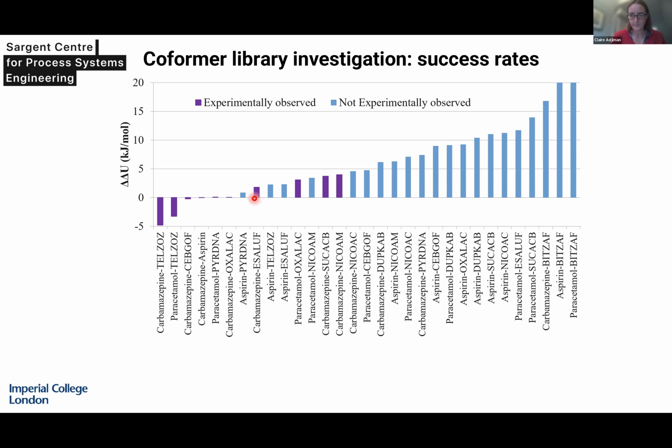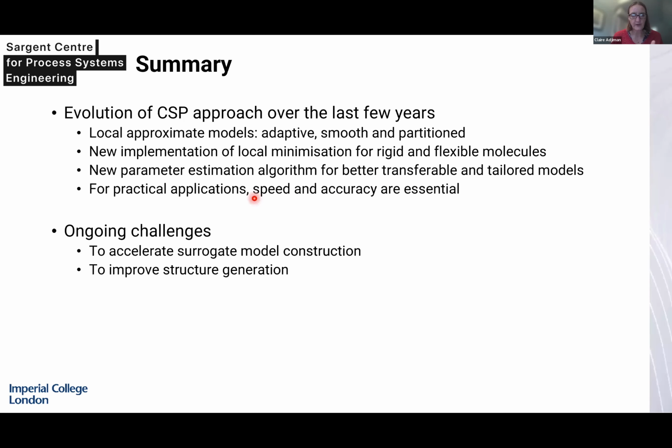And so by applying these tools, if they're fast enough, you can start to design combinations of molecules to achieve a certain effect. So I just want to summarize by saying that we have had quite a bit of evolution of CSP methods over the last few years, trying to balance accuracy and efficiency. I think there's a lot more we can do to do this for molecules of practical importance, especially as the pharma industry moves towards things like peptides and more complex molecules, especially around accelerating surrogate model construction and improving the generation of structures. I'd like to thank you for your attention. I'd be happy to answer questions, and I'm really looking forward to the discussion.